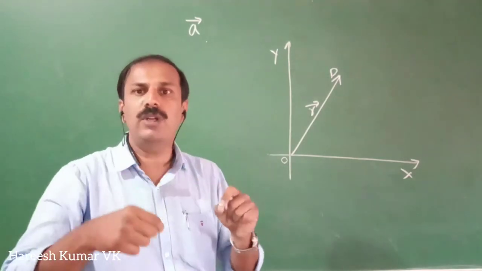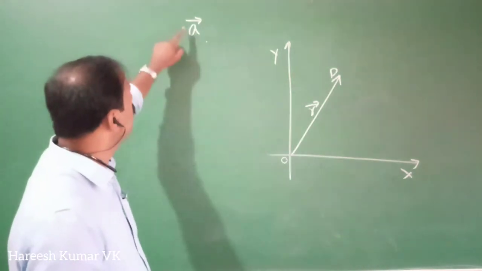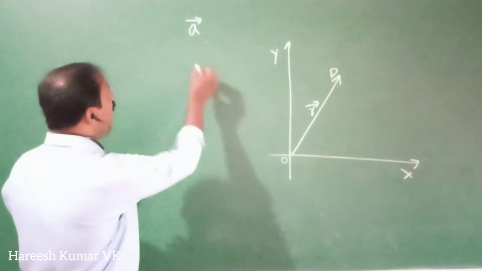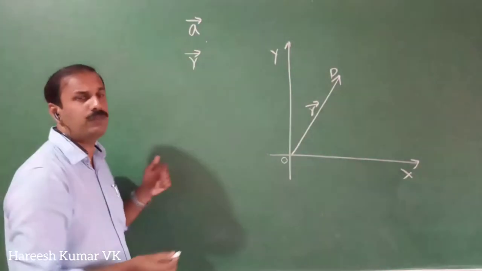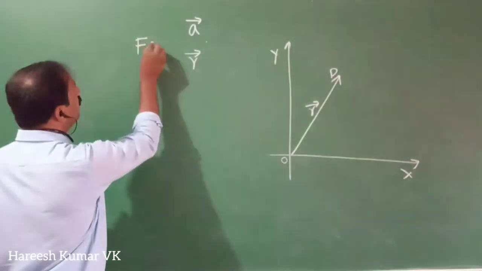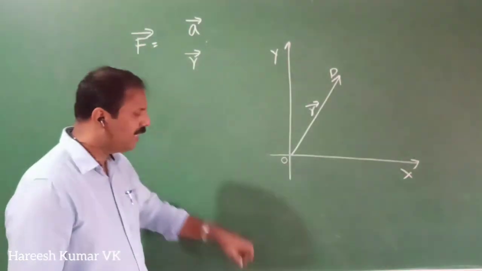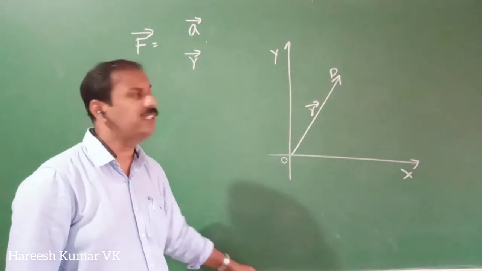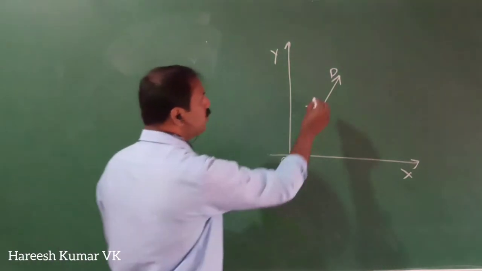But when you are writing, we don't have any option to write in bold letters, so we have to use such a symbol. So vector R means it is a position vector R, or vector A is like that. If the force is a vector, we can write the force is given by, like this we can write. So this arrow mark says it is a vector quantity. So the position vector of this P is this one.